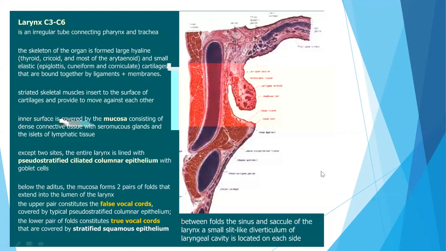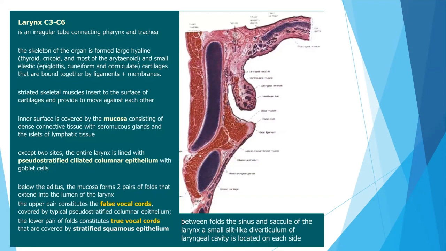This is the basement membrane upon which the cells rest, and these are the capillaries. So, talking about the histology of the larynx. The larynx is an irregular tube connecting the pharynx and trachea. The skeleton of the organ is formed largely by hyaline and small elastic cartilages that are bound together by ligaments and membranes. The striated skeletal muscles insert to the surface of the cartilages and move them against each other. The inner surface is covered by the mucosa, consisting of dense connective tissue with mucous glands and islets of lymphatic tissue.